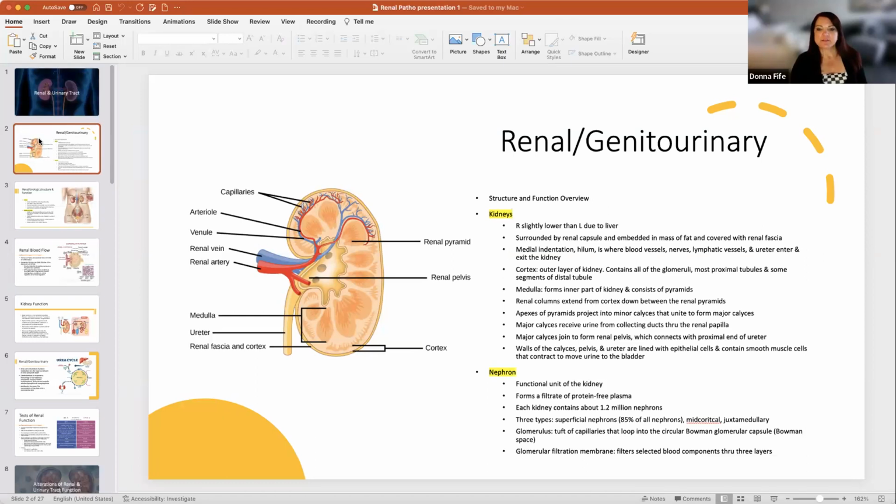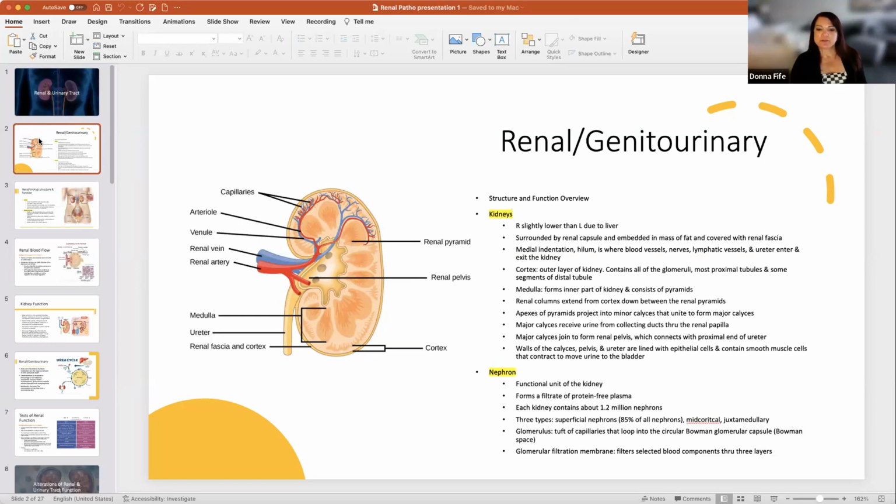The nephron is the functional unit of the kidney. This forms a filtrate of protein-free plasma. Each kidney contains about 1.2 million nephrons. There are three types: superficial nephrons, which are 85% of the nephrons, midcortical, and juxtamedullary.